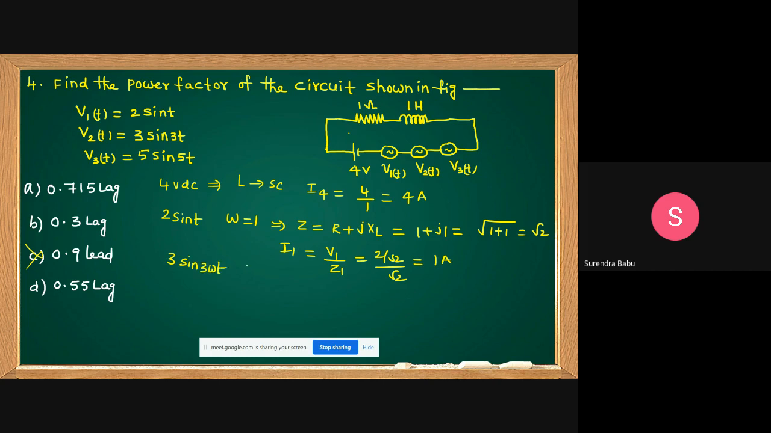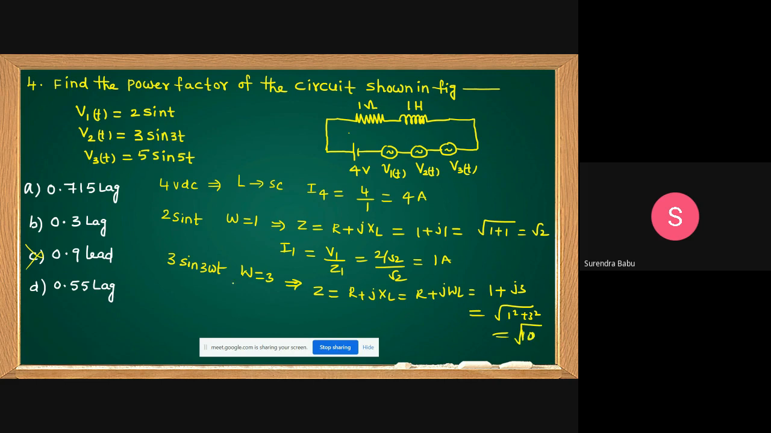Next, I am applying 3 sine 3t. Then omega equals 3. What is the Z, students? Come on. R plus jXL. XL is omega L, so Z is R plus j omega L. R is 1, j3. This is how much? 1 square plus 3 square, that is root 10.